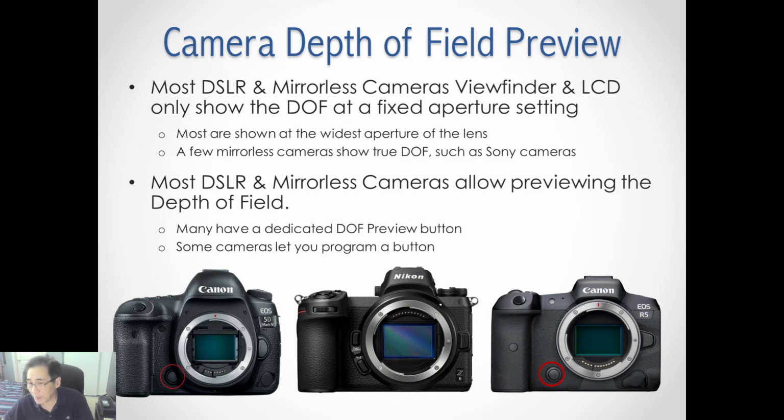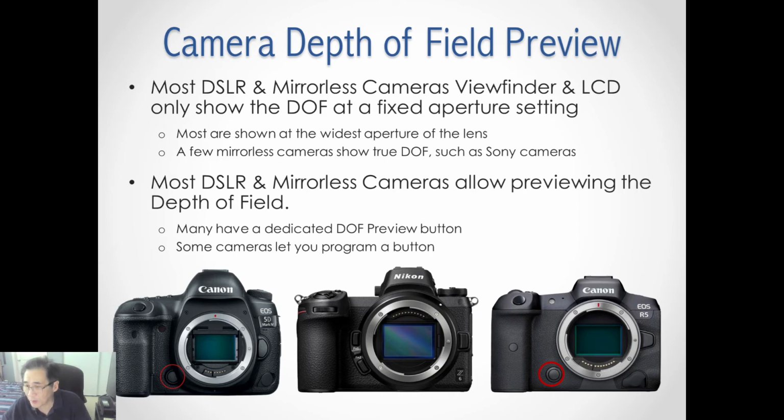But for Canon and Nikon, and it's a little bit of a generalization, in order for you to see the real depth of field, you have to press a preview button. Some cameras have a built-in preview button. On some cameras you use one of the unused buttons and program it to be the depth of field button. And then you can view the depth of field and see for yourself before you take a picture.